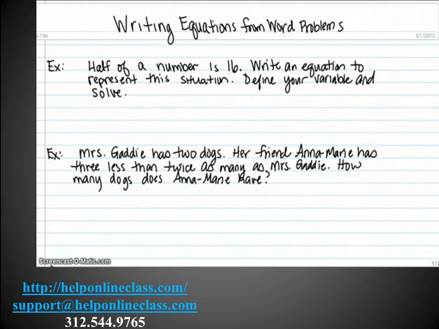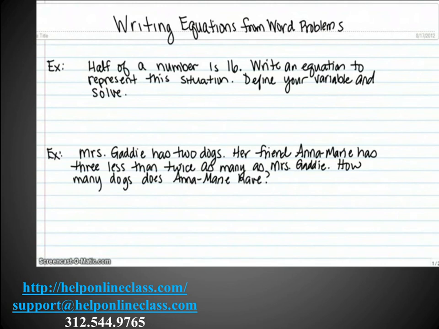It says that they'd like us to write an equation to represent the situation and then to define our variable and to solve. Well, okay, so not a very interesting situation at all. But I need to teach you how to dissect the problem so that you can successfully write the equation and solve the problem. The first thing that I always have people do is figure out what the variable is and what it needs to represent.